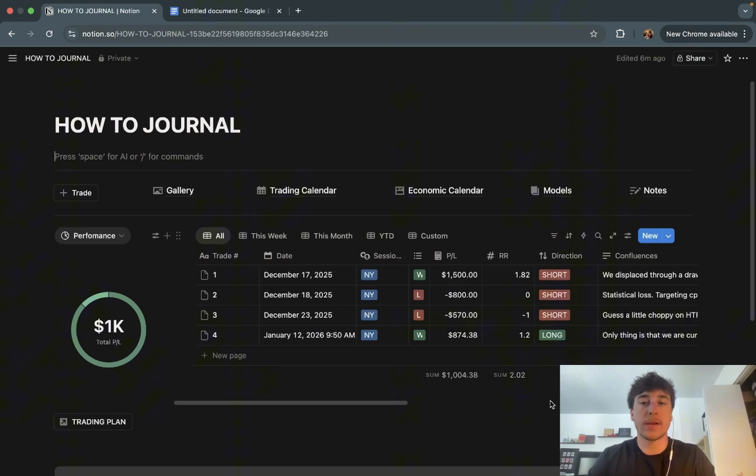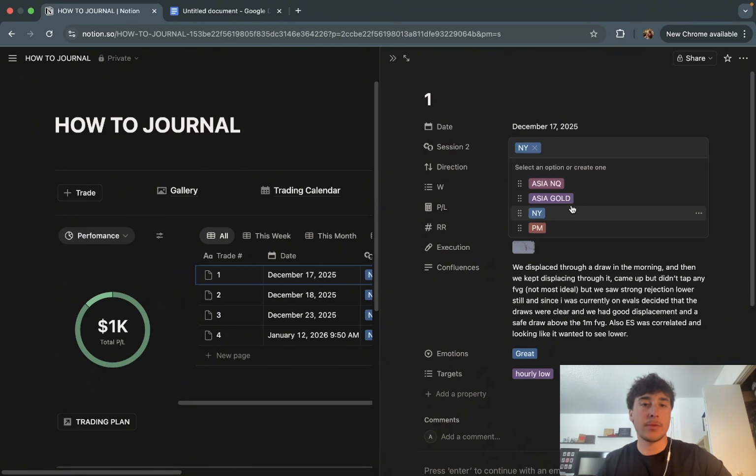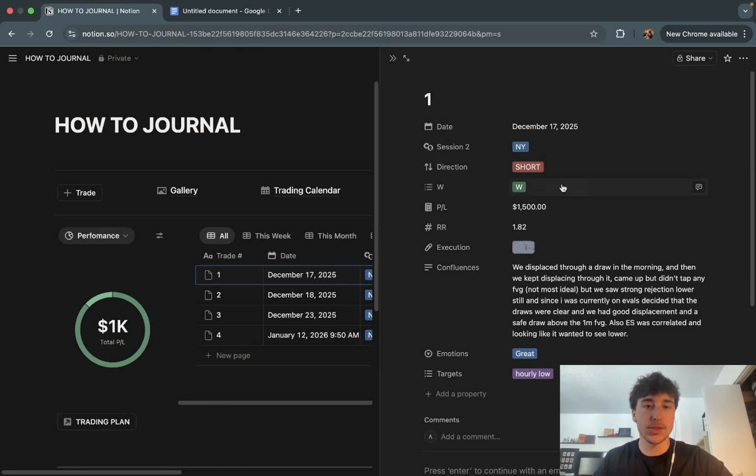Before I get into how you can figure out what the differences are, I'm just going to go over what your journal should realistically look like. As you can see here, we have all the basic stuff: the date, the session, and really if you're starting out, you should only have New York AM. You're not going to be trading Asia or anything else. Direction, if it was a short or long trade, pretty self-explanatory. Break even, win, loss, the P&L of the trade, and the risk to reward.